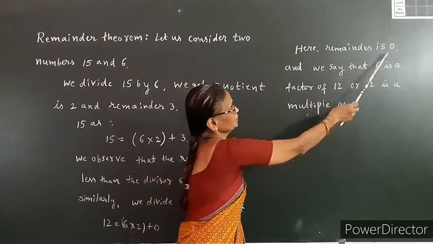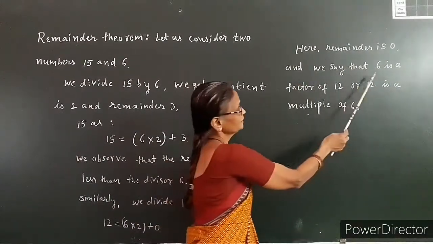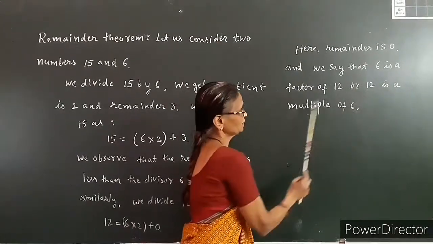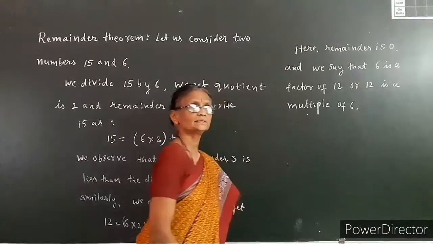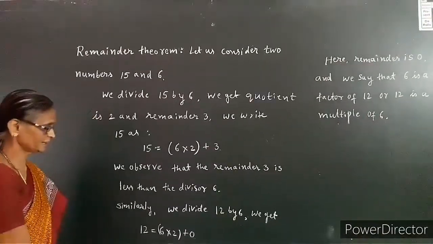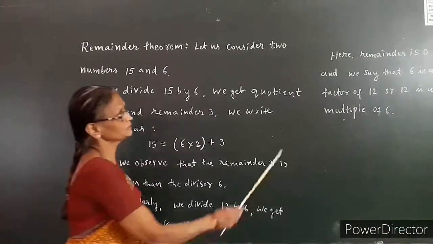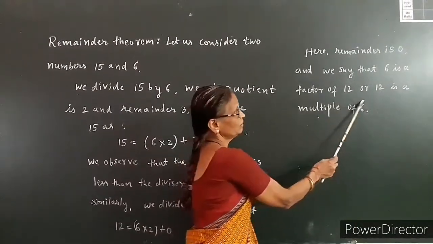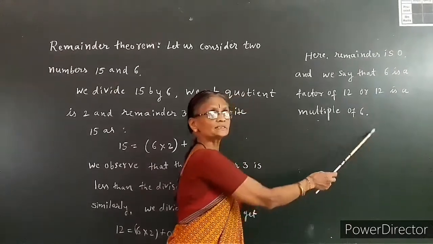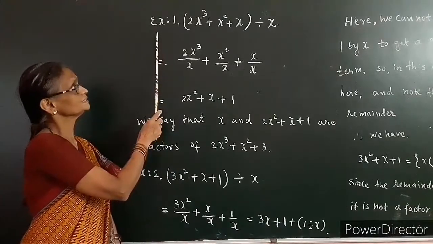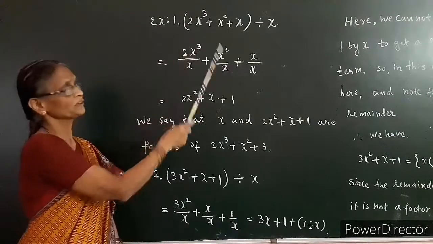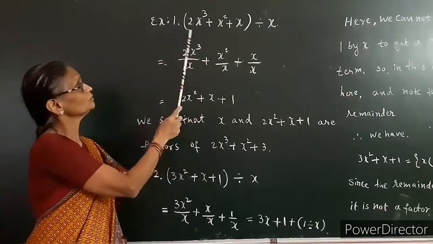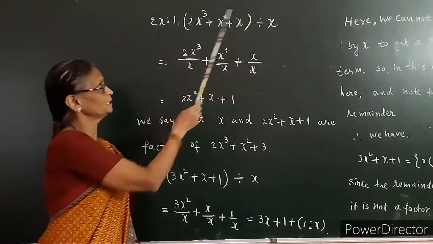Here, the remainder is 0 and we say that 6 is a factor of 12 or 12 is a multiple of 6. Understood, children? The remainder becomes 0. We say that 6 is a factor of 12 or 12 is a multiple of 6. Let us see that the principle of the remainder theorem applies in the case of polynomials. Now divide one polynomial by another polynomial.